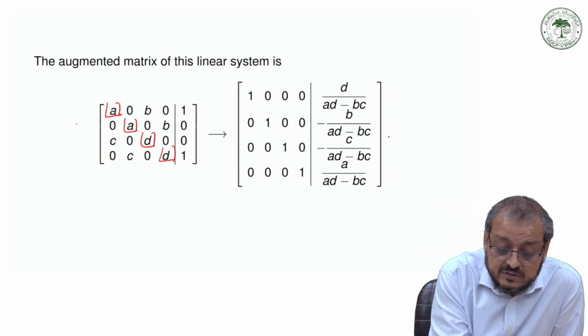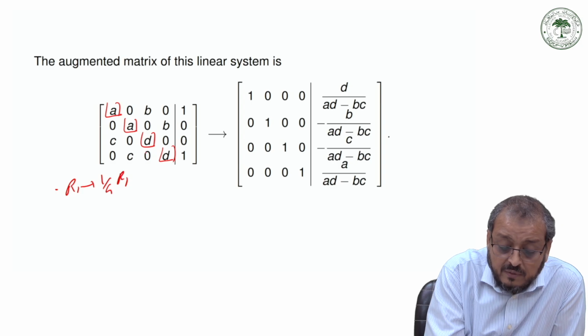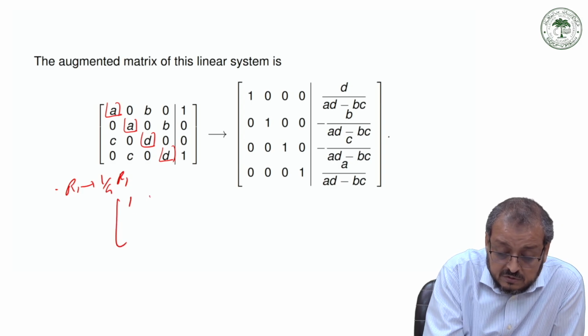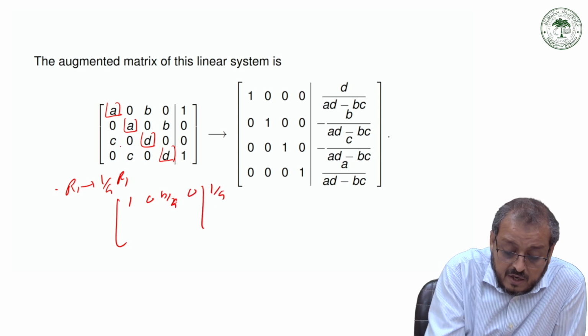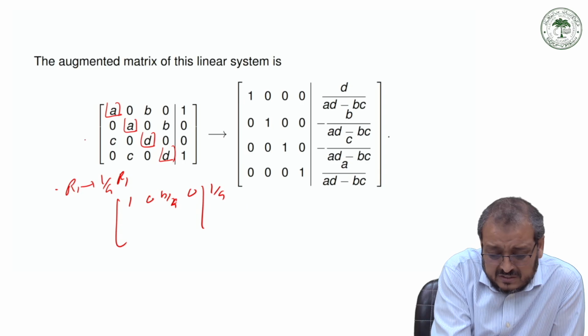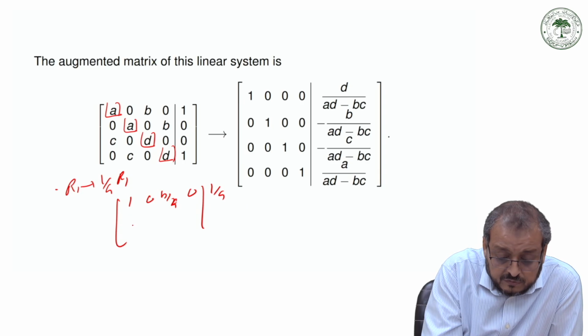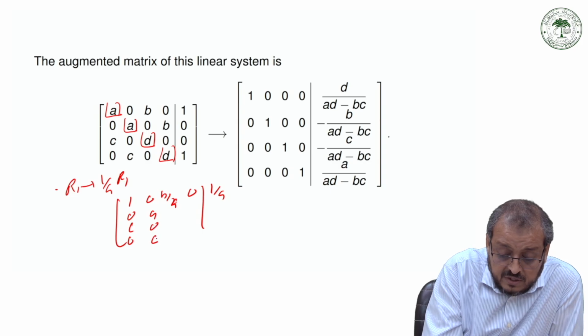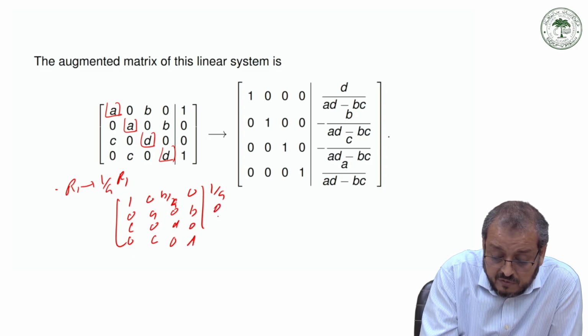So like this, we have to multiply the first equation by 1/a, so R1 should be replaced by (1/a) R1. This can be written in the form 1, 0, b/a, 0, and then we have 1/a. The rest of them, 0, is no problem. We have 0, and then we have c and 0. We have a, 0, and c, 0, d, 0, and we have b, 0, d, and then we have 0, 0, 1.